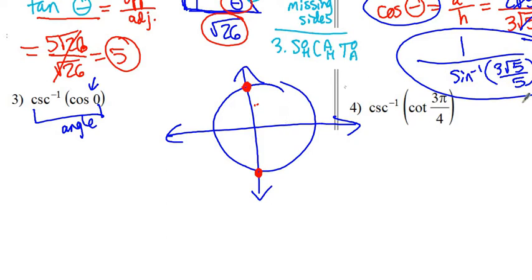Actually, sorry, I'm confusing you there. We're looking for the cosine of the angle 0. So 0 is just right there.